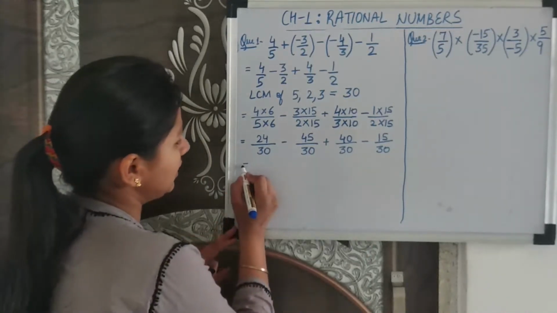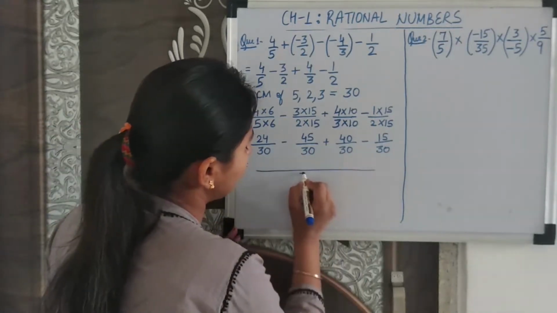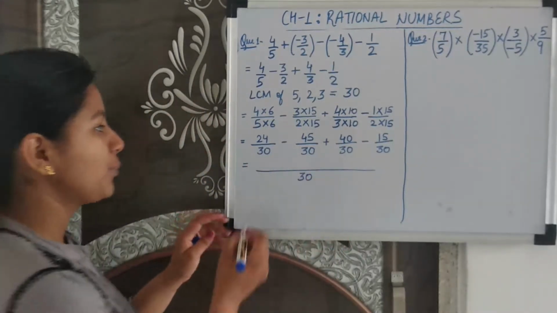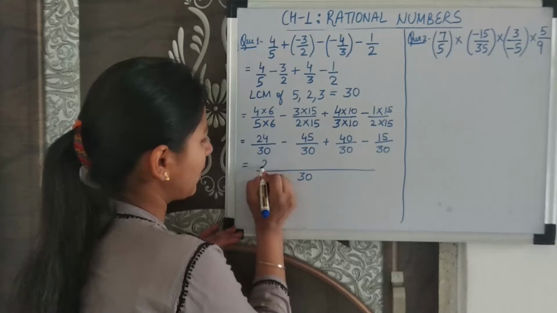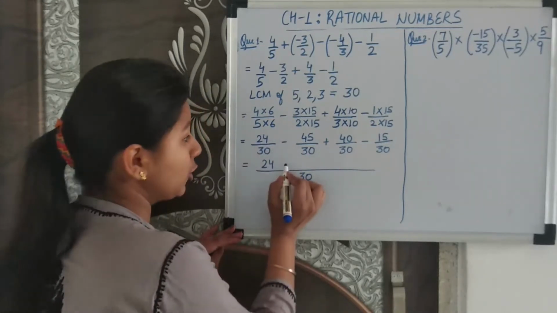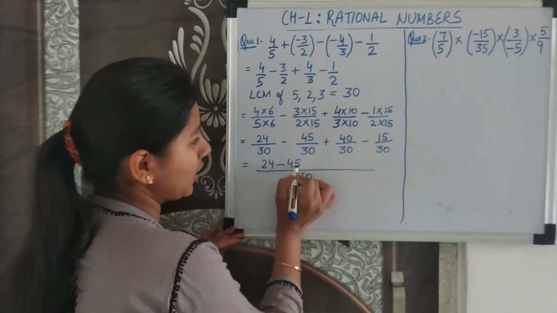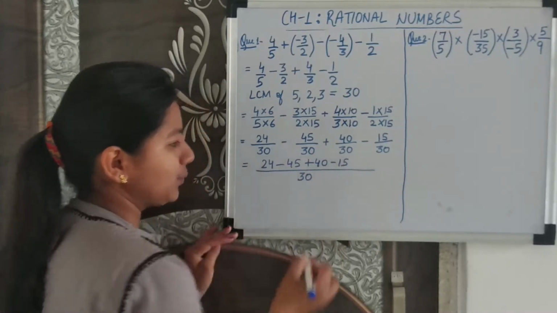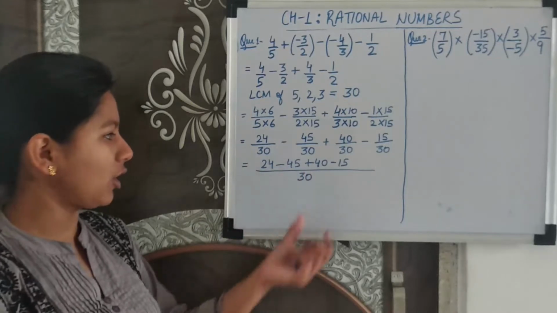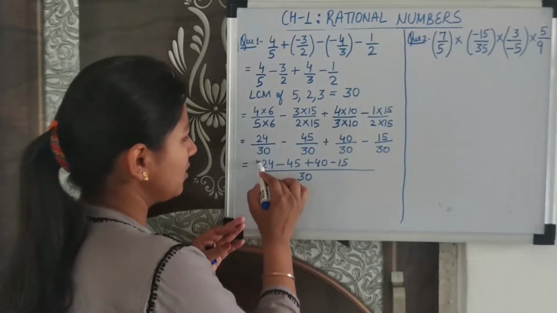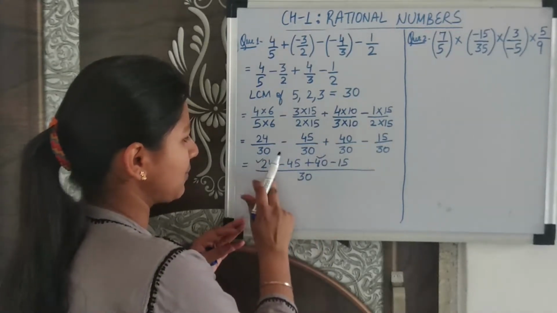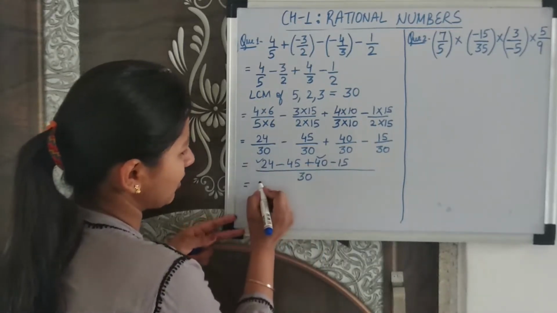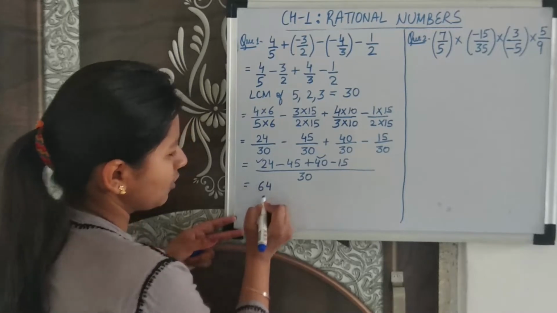Okay, then simply you will take all the denominators together as a common denominator. Now you can see that you can write the numerators at the top: 24 minus 45 plus 40 minus 15. What is the best way to solve such numbers? First add the positive numbers. This is plus 24 and this is plus 40. So when you add those positive numbers, it will become 64.